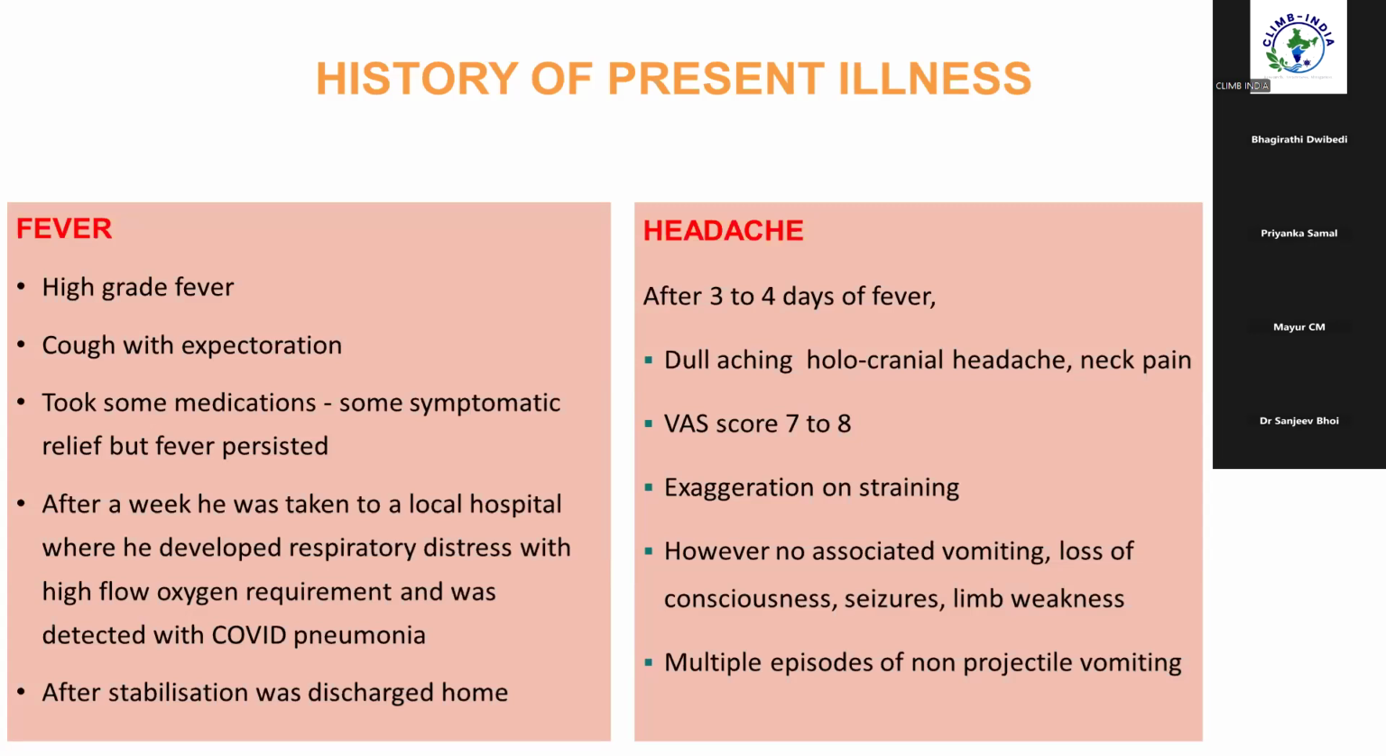About 3 to 4 days after the fever, the patient developed holocranial headache associated with neck pain with a VAS score of around 7 to 8 out of 10, which used to aggravate on straining and bending forwards. However, it was not associated with vomiting, loss of consciousness, seizures, or limb weakness. Along with that, the patient also had multiple episodes of projectile vomiting.